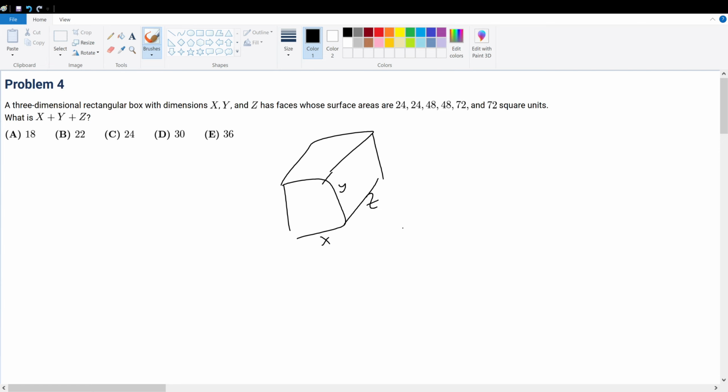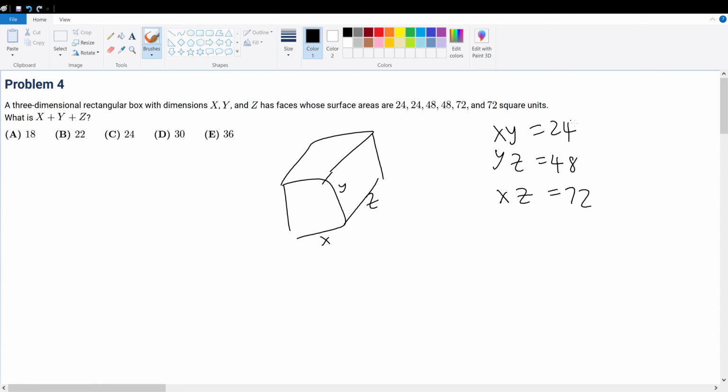So obviously we know that x times y gives 24, right? And it doesn't matter what you assume. It could be y times z. It just has to be distinct. We can do x times y is equal to 24, y times z is equal to 48, and we also know that x times z would give 72.